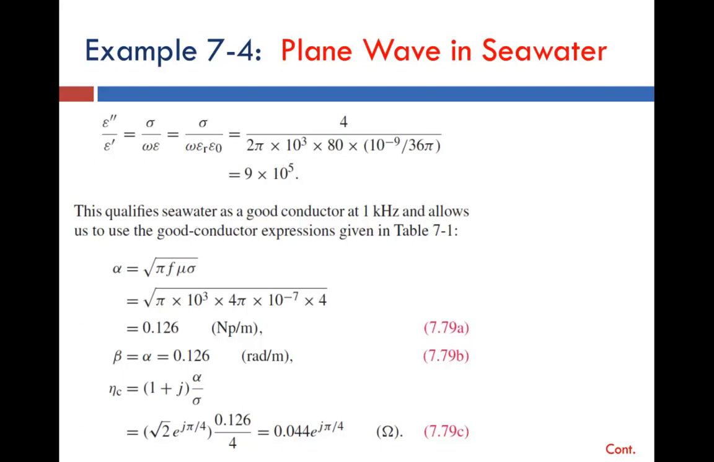So we can use the good conductor expressions, which means that alpha is the square root of pi f mu sigma, and beta is equal to alpha. So we get 0.126 for alpha and 0.126 for beta. And then from that table for eta, we get (1 plus j) times alpha over sigma. So if we plug these things in for eta, we get the following expression, 0.44 e to the j pi over 4.